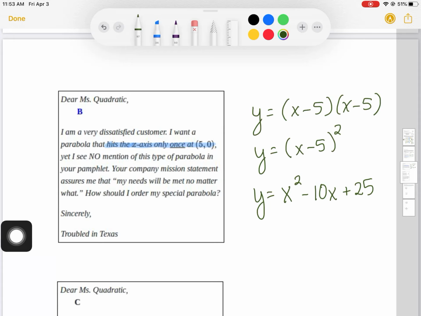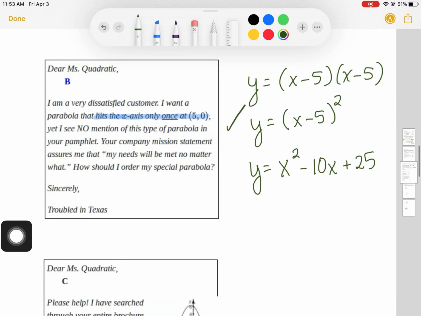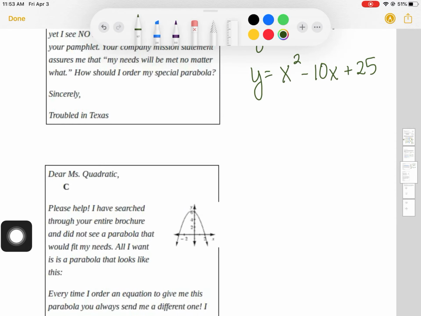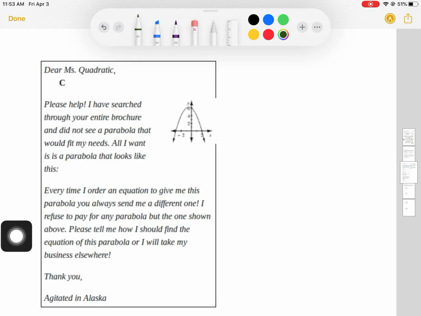It also happens to be the vertex for this parabola. This parabola sits on the x-axis at that point. So that would be exactly what we need to have to satisfy what it is they're looking for. And so we're done with B. We've satisfied their needs by recommending that parabola in whichever form you choose. I personally think this form is the nicest because it really makes it clear that that's what we're looking at.